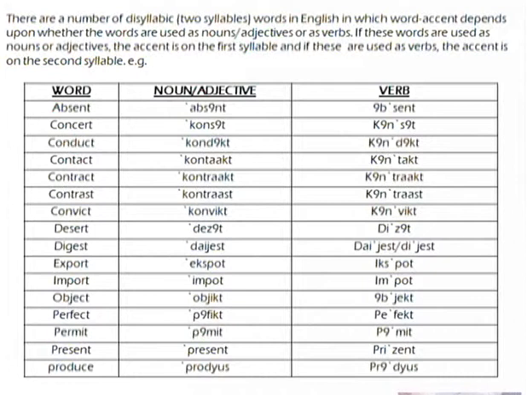The first one is absent. If we use it as a noun, all of us know what is a noun, yes. If we use it as a noun or an adjective, then it is absent. Yes, absent. He is absent. And if we use it as a verb, to absent. And as we've seen, there's a schwa in the beginning to say ab, and so it's to absent.